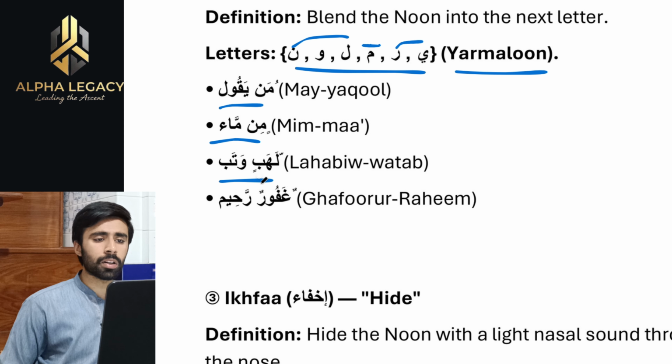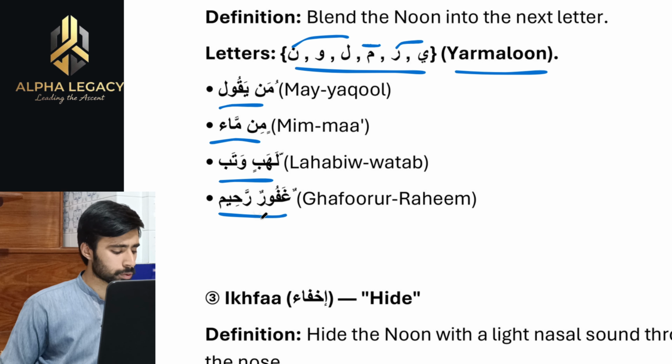Here double kasra is present below the ba, and this tanween is making the connection with the letter waw. So how can we pronounce this? Lahabim watab. Okay, now move to the fourth example, which is Ghafurur Rahim. Very clearly you can see that here the tanween, which is double damma, is merging with the next letter, which is ra, and giving the sound Ghafurur Rahim.